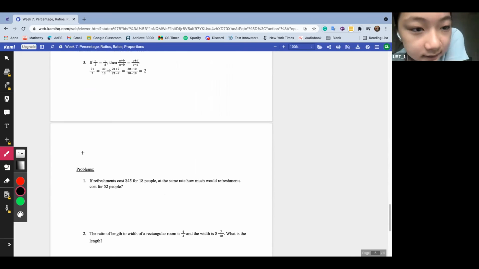Okay, so the last property is if A over B equals C over D, then A plus B over A minus B equals C plus D over C minus D. So 21 over 7 equals 30 over 10. If you add 7 to the numerator and subtract 7 in the denominator, you have 21 plus 7 on the numerator and 21 minus 7 in the denominator, you'll get 28 over 14, which equals 2. And then 30 plus 10 over 30 minus 10 is equal to 40 over 20, which equals 2.